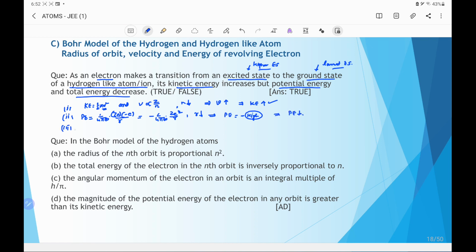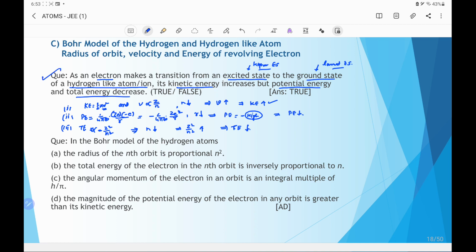Third is total energy. Total energy we know is proportional to minus Z square by n square, because total energy is the negative energy. During the transition, the electron moves from the higher energy state to the lower energy state, that means n decreases. If n decreases, this implies that Z square by n square increases, and total energy is the negative of the larger value, so we can say total energy decreases. Hence, the statement is true.